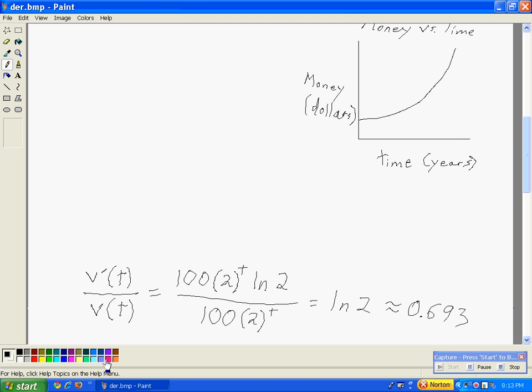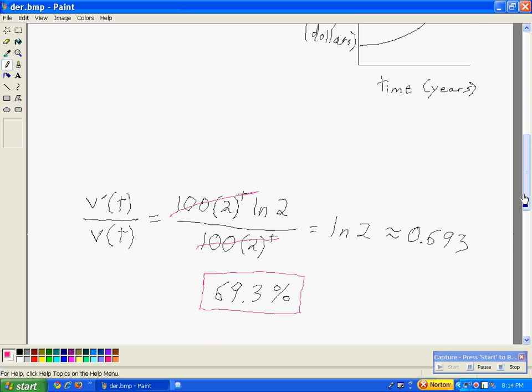We can divide out these two things, leaving natural log of 2, which is about 0.693. That tells us that we have 69.3%. That is the APR we need. That is the interest we need if we want to double our money.